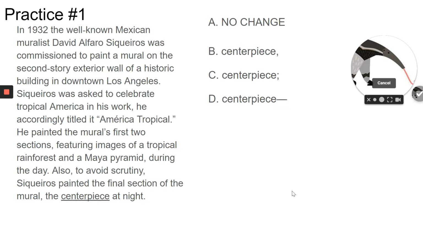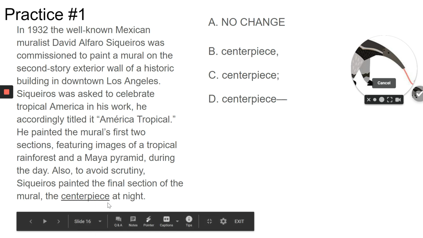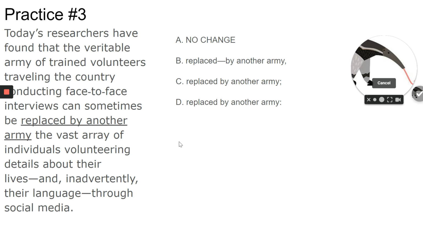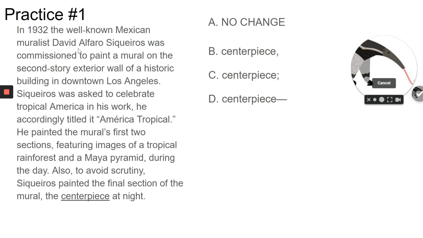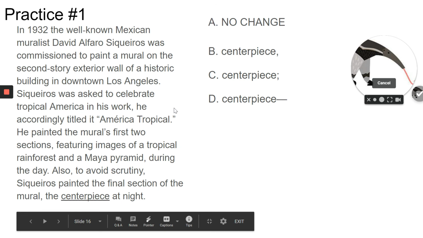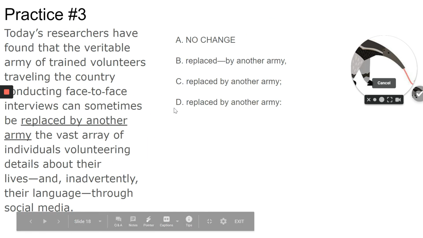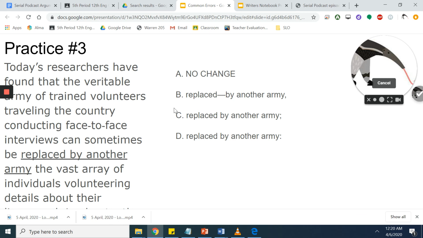So what we have here is 3 practice questions. You're going to look at the underlined word and decide what is the best punctuation option. Practice 1, practice 2, practice 3. You're going to decide what the answer is, A, B, C, or D. What is the best choice, even if it could technically be more than one, the best choice to fit the purpose of this passage. So it's important to read the whole passage and select the best punctuation. Practice 1, 2, 3. That's what you're going to do for an assignment today.